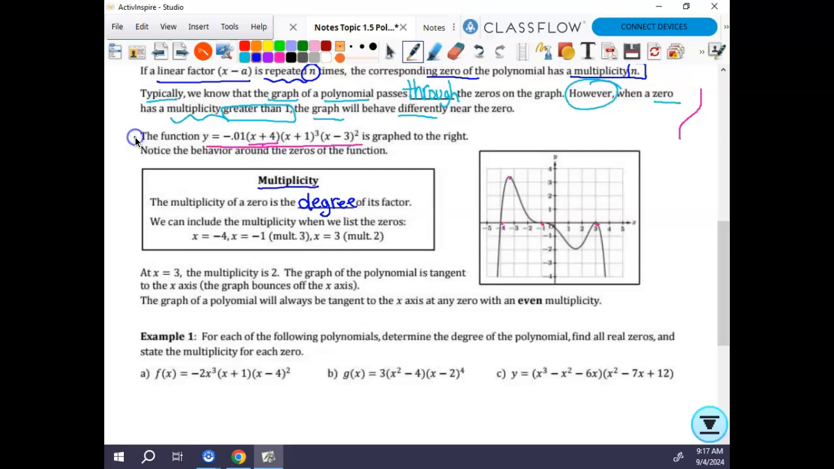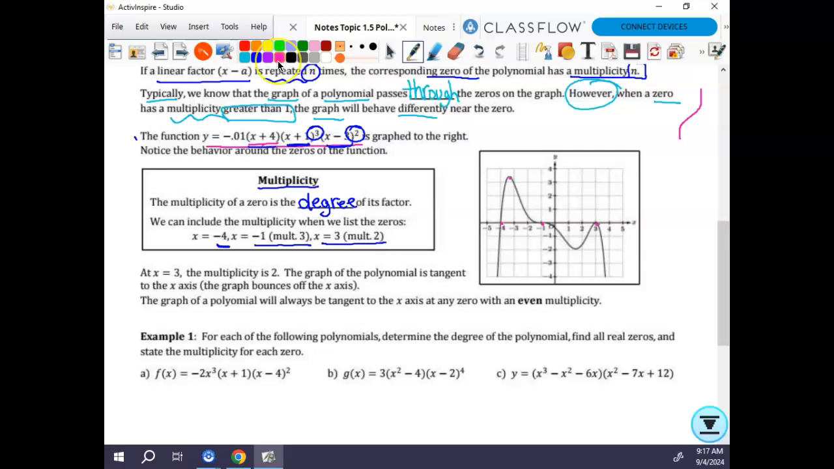So for this function here, this x plus 4 gives me just a negative 4 as an x. That makes sense. This gives me a negative 1, but because of this, I have negative 1 with multiplicity 3. This gives me positive 3, but because of this, I have 3 with a multiplicity of 2. Does that make sense to you? And again, those multiplicities are going to tell us different things.